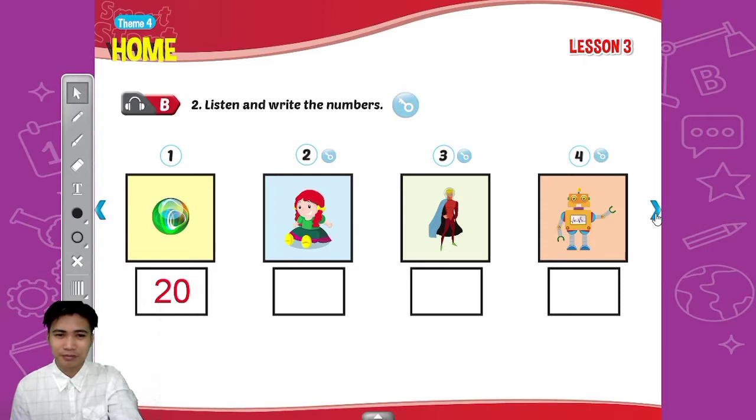B2. Listen and write the numbers. This is a listening activity. Listen carefully to what the speaker says about how many marbles, dolls, action figures, and robots. We are going to answer on your student book. For example, number one: Bill has 20 marbles. For number two, let's listen carefully.